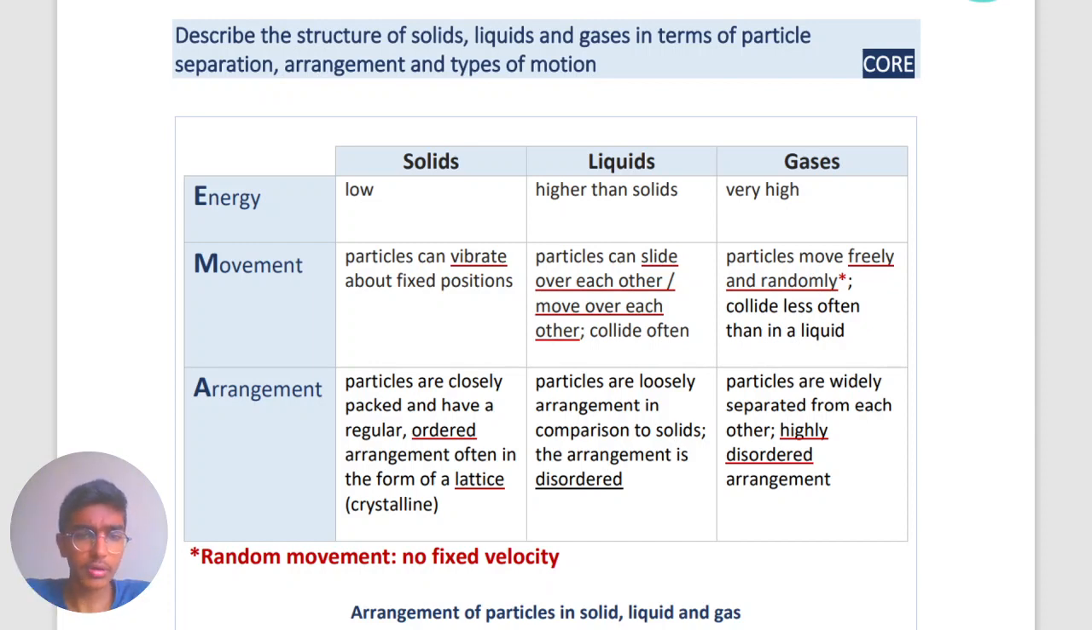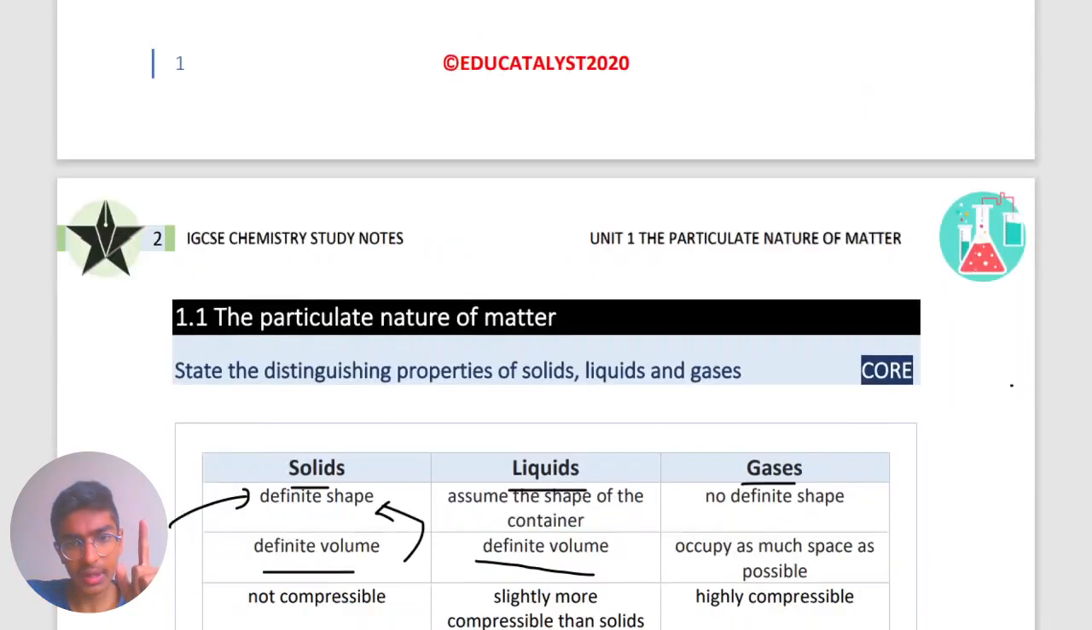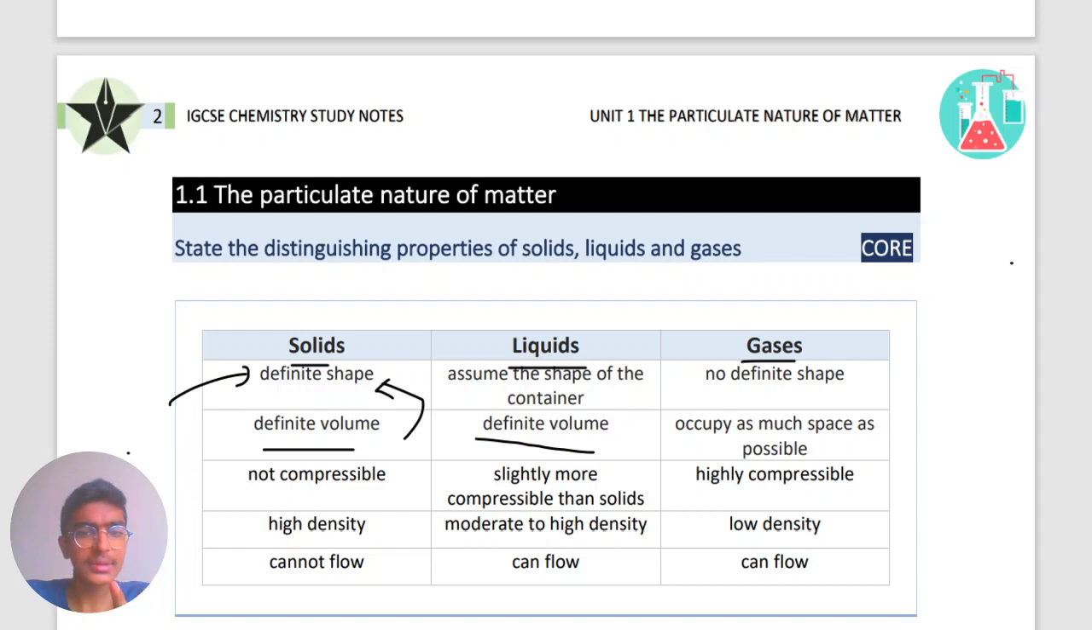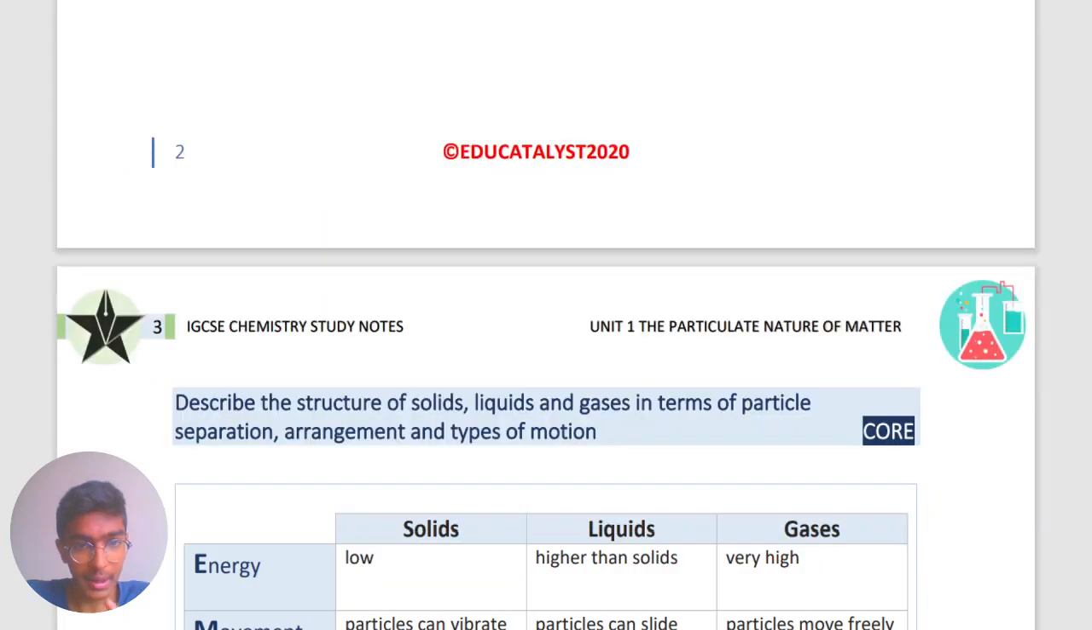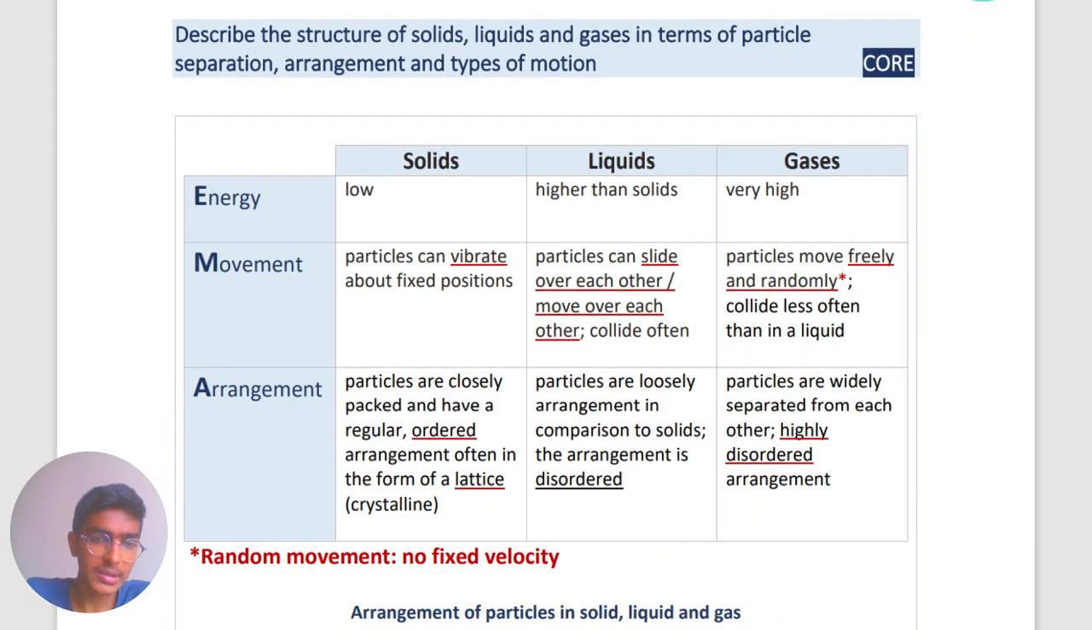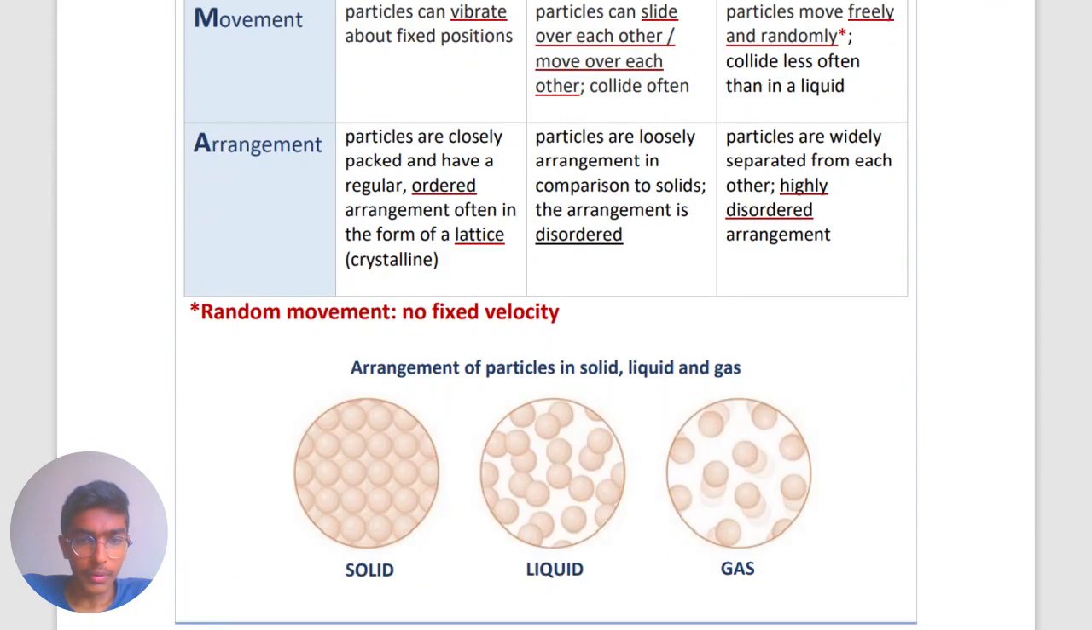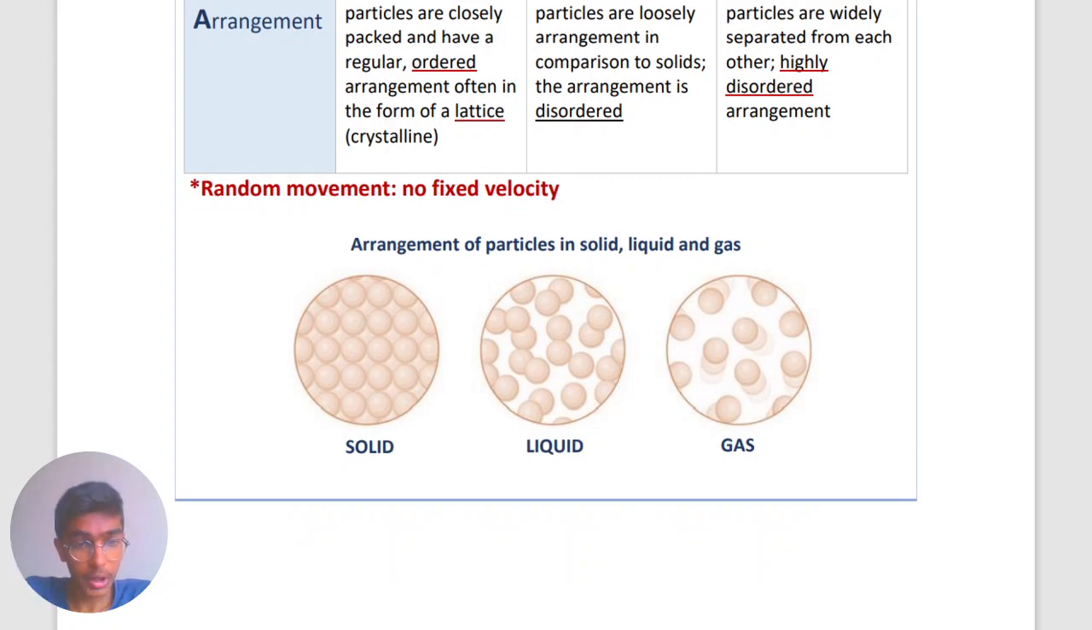For the liquids, the particles are loosely arranged. That means that compared to solids, they're not arranged in such a tight or packed way. They are, but loosely arranged. And for the gases, the particles are widely separated because, if we look back to the previous table, the gases occupy as much space as possible. So we can back that answer by saying the particles are widely separated from each other because they like to spread.